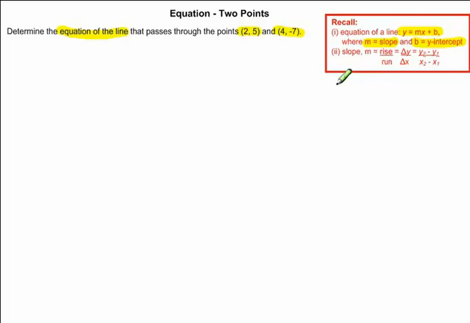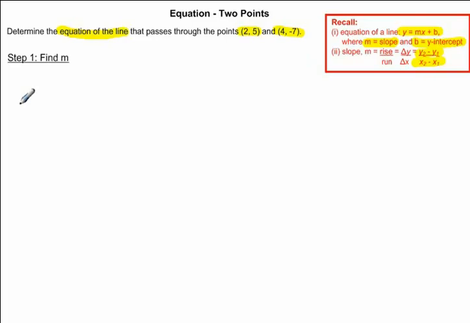We also need to remember what slope is. Well, slope is the relationship of rise over run. It's also delta y over delta x, which is the change in y over the change in x. And it also can be represented as y2 minus y1 over x2 minus x1. In order to determine the equation of a line, we must find its slope and its y-intercept. So we're going to break this solution into 2 parts.